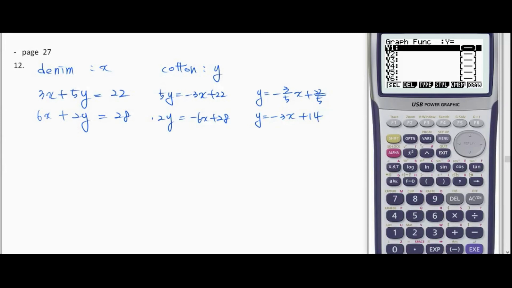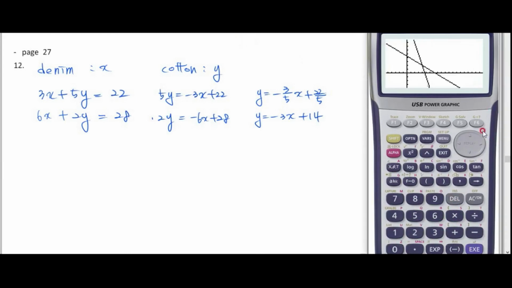And now let's just write this out, starting with the first one. So y equals negative, pressing 3 first, and then the fraction 5, and then x plus 22 first, fraction, and 5. And the second one is just negative 3x plus 14. And now let's draw it. So right here, we just drew it with the calculator, and pressing G-Solve, and pressing F5, the intersection. X is 4 and Y is 2. So we can find out the price for denim is $4 and the price for cotton is $2.